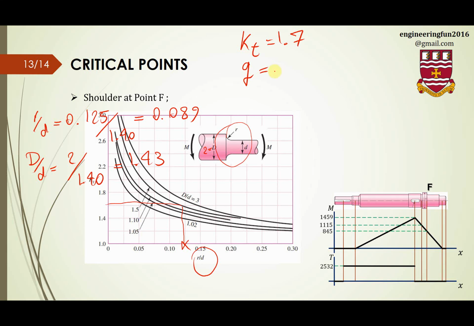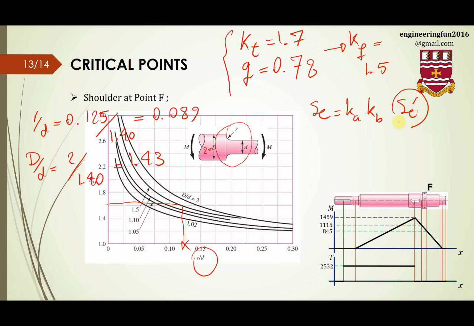And I'm going to go to the Q table, and I'm going to read the Q with the same method. And again, once I get these two values, I can find Kf based on this Kt and this Q, which in this case will be 1.5. And I'm going to find Se by multiplying Ka, Kb, Se prime. We said that the other Marin factors here are 1. Se prime in our case was 32.